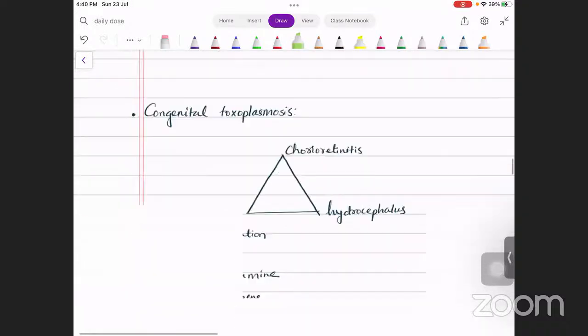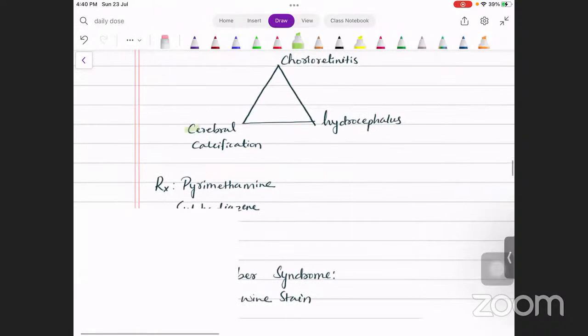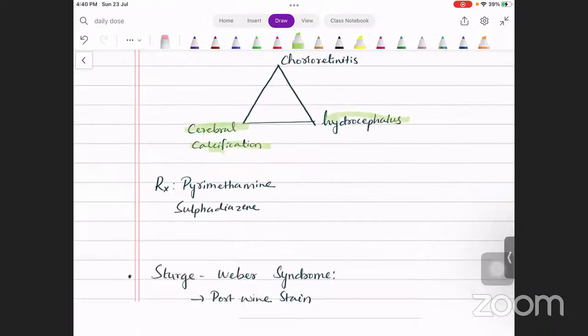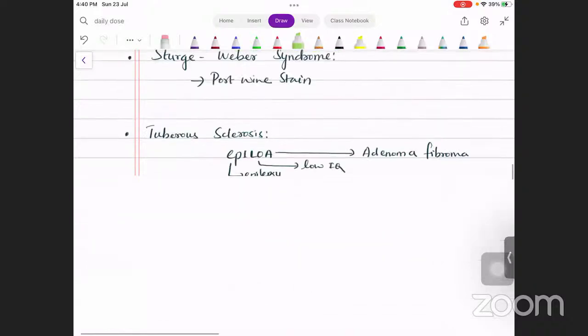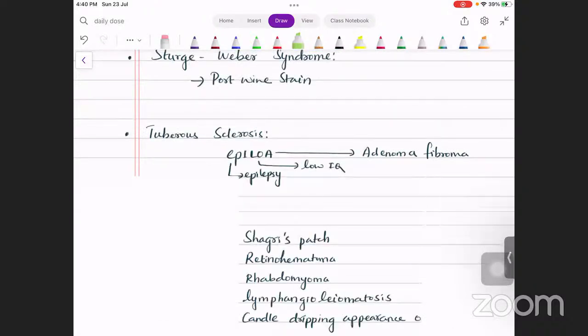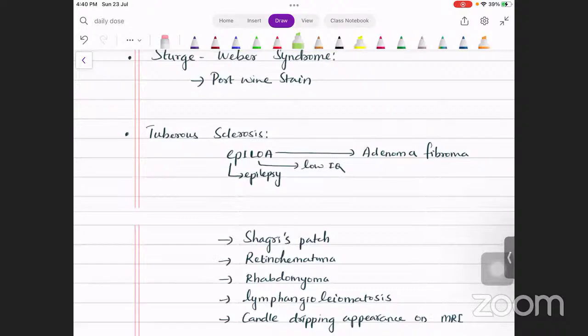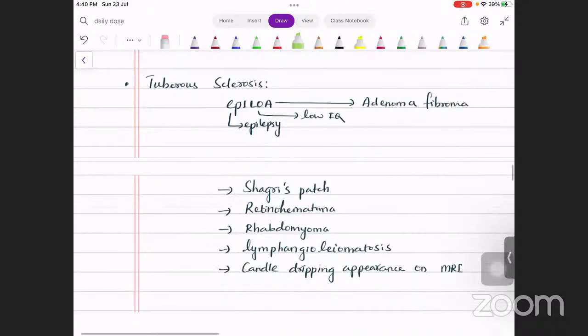Then congenital toxoplasmosis: cerebral calcification, hydrocephalus, and chorioretinitis. The treatment of choice is pyrimethamine and sulfadiazine. And apart from that, Sturge-Weber syndrome, which has a port wine stain. Tuberous sclerosis, where you may see the epiloia. Epiloia is epilepsy with low IQ and adenoma sebaceum.